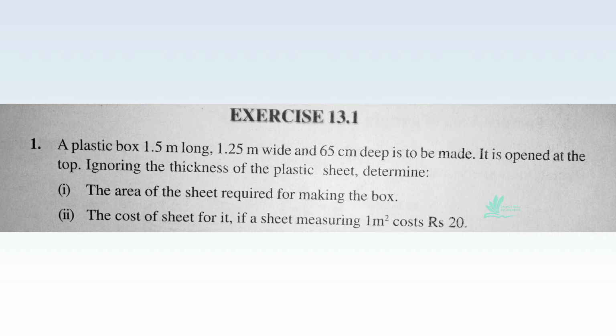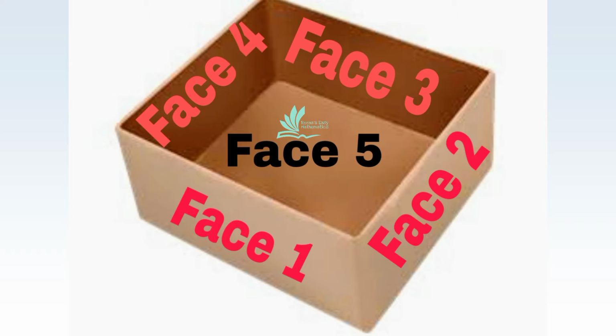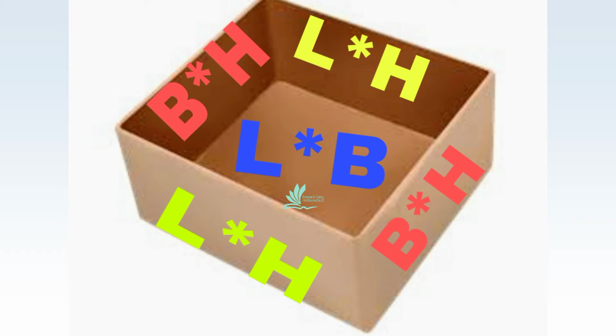Here, the given plastic box is open, the box does not have its top. In the figure, we can clearly see all the 5 faces and we have to find the area of all the faces. As you can see, face 1 has the dimensions length and height, so its area would become length into height. Face 2 has the dimensions breadth and height, so its area will become breadth into height. And face 5 has dimensions length and breadth, so find out the area of the fifth face by multiplying length and breadth.